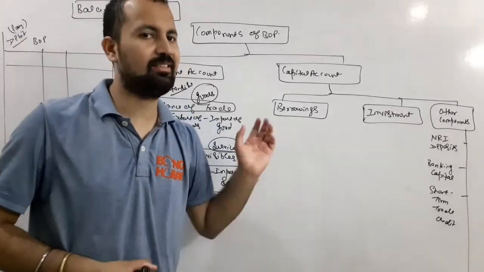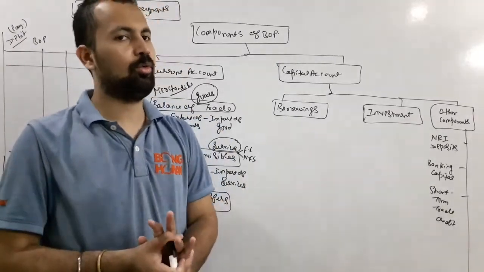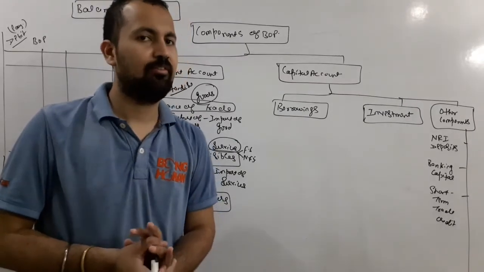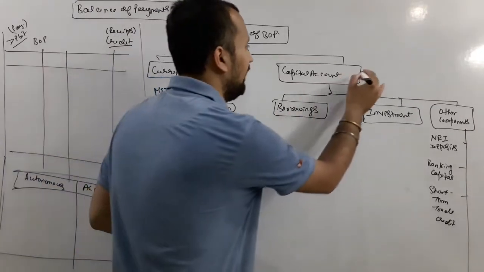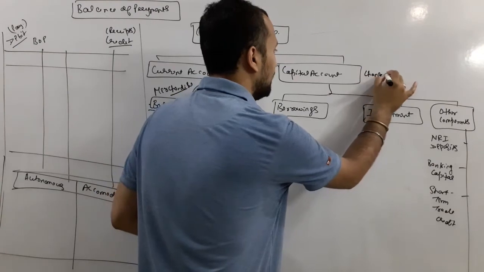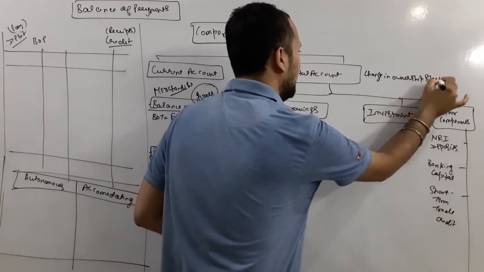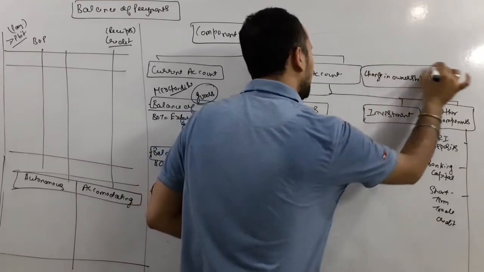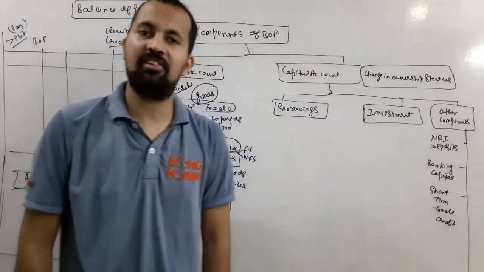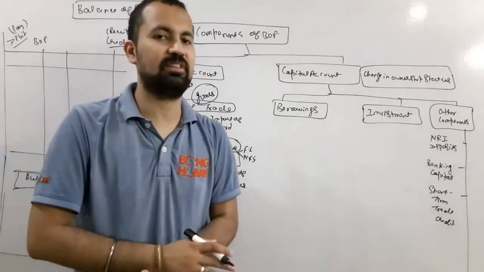Now we are starting with the next heading, that is capital account. Capital account shows those transactions which lead to a change in the ownership status in an economy. It doesn't lead to flow of goods and services, it leads to a change in the ownership status.